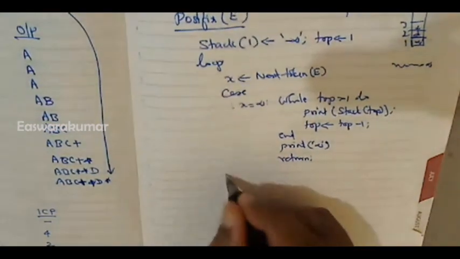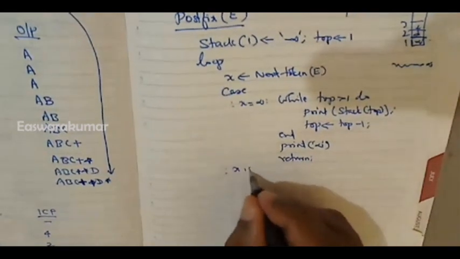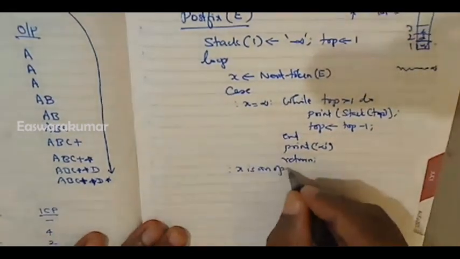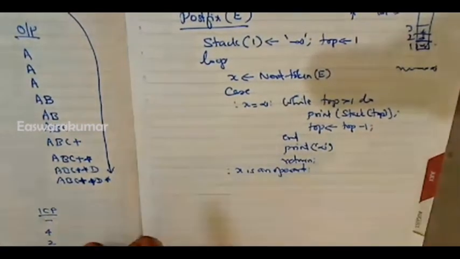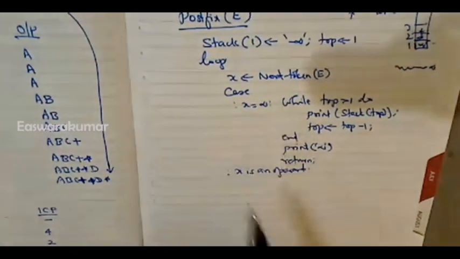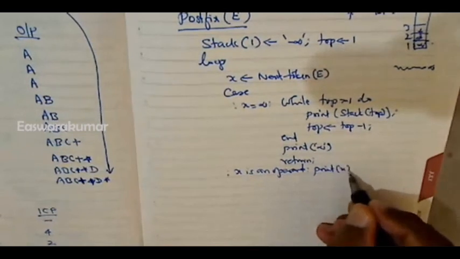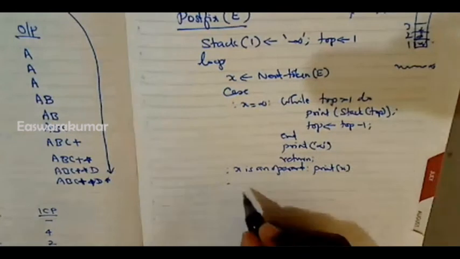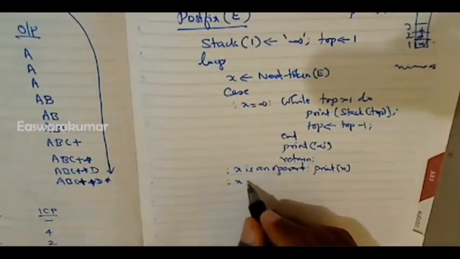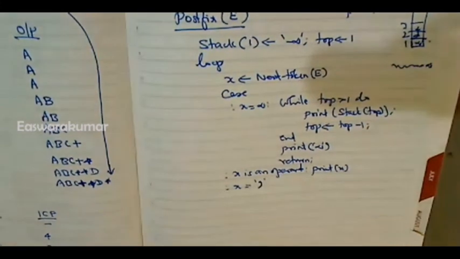Okay, then the next case is x is an operand. So if x is an operand, what do we do? We simply write. In the example, whenever an operand comes, we simply write. So we can say print x. The x will be given to the output straight away. And the next case is x is equal to the right parenthesis.